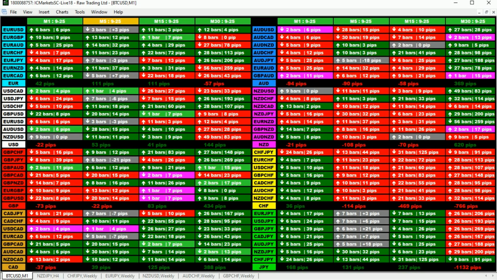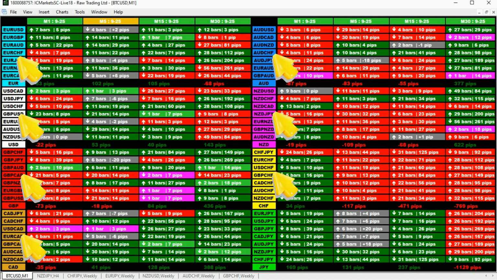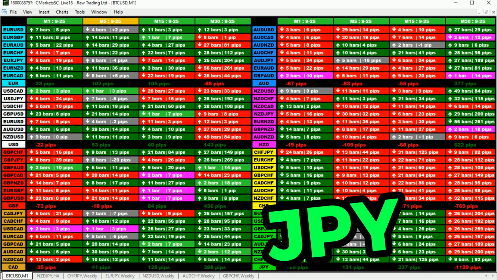The dashboard breaks down currencies into sections, including Euro, United States dollar, British pound sterling, Canadian dollar, Australian dollar, New Zealand dollar, Swiss franc, and Japanese yen. This segmentation helps you see which currencies are strong or weak and identify recent crossover points.